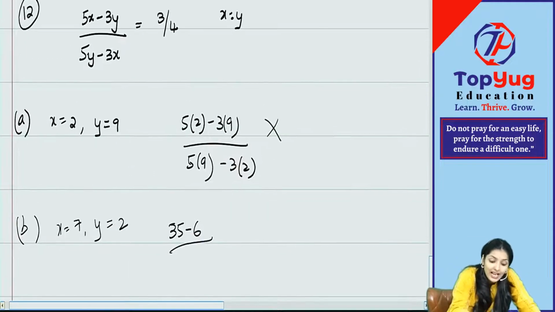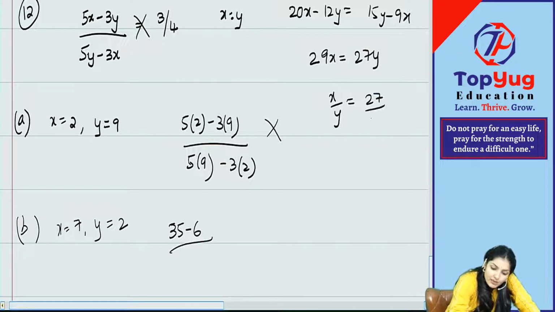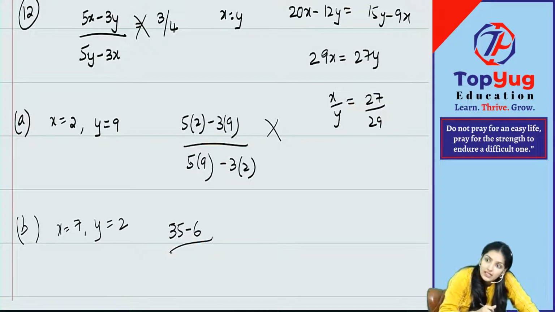Now here, rather than doing the T and E method, if I do it directly, 20x minus 12y is equal to 15y minus 9x. Putting the x terms together and the y terms together, what would be the answer? 29x is equal to 27y. So x by y is equal to 27 by 29. That's what they are asking. So the answer is none of this.